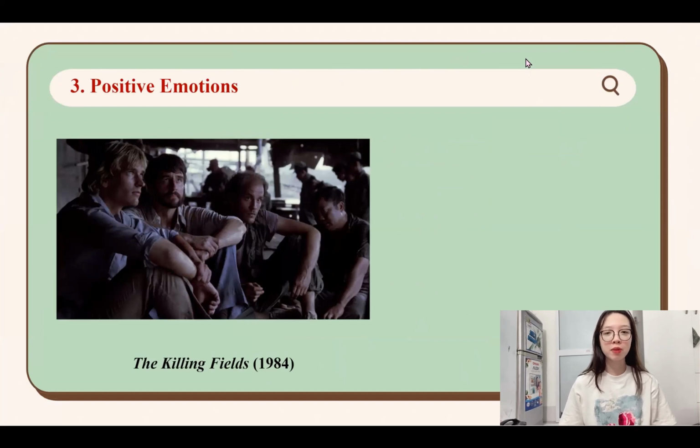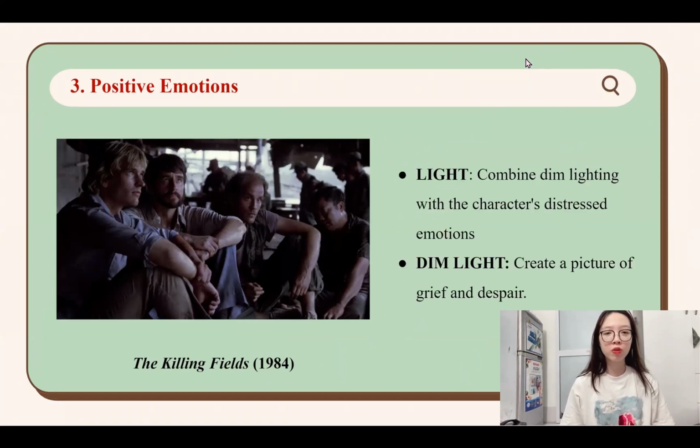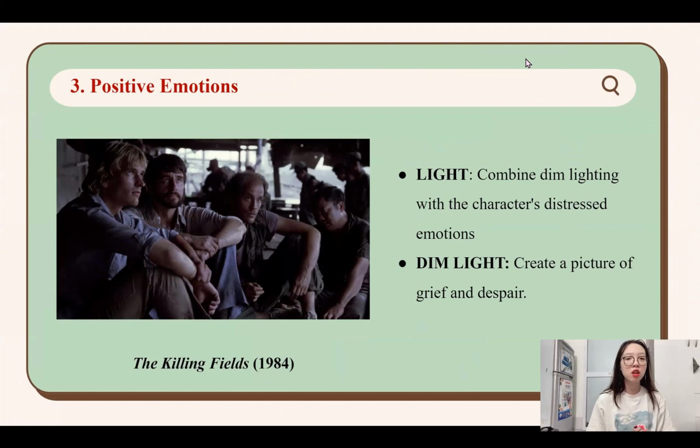The first example, expressing movie ideas, is the film The Killing Fields, 1984, which usually used permanent states of lighting both indoors and outdoors with a slight red ripple and gray. In particular, the time of the film is usually set in the early morning or late afternoon with a hazy sky. In this picture, the director's intention was to combine dim lighting with the character's distressed emotions in order to create a picture of grief and despair. To be specific, the picture tells that the main character Sydney Schanberg was imprisoned by the Khmer Rouge by chance.